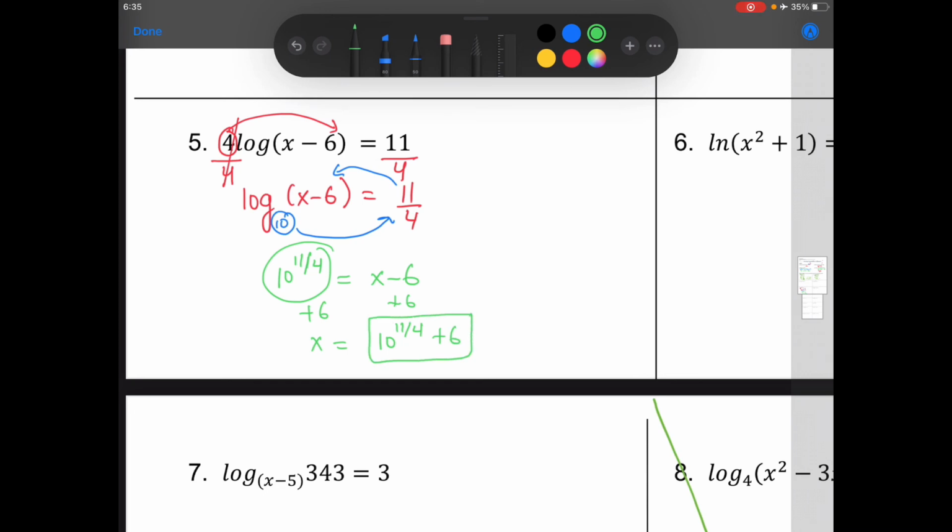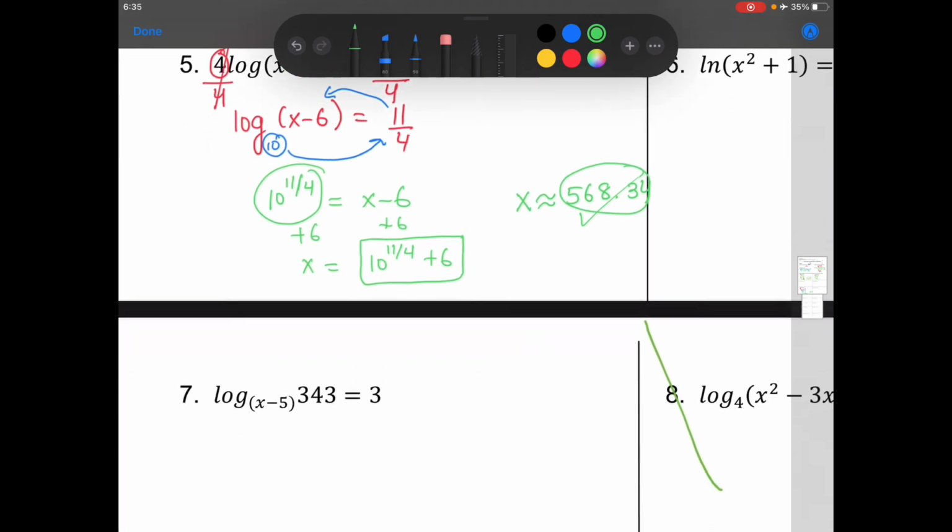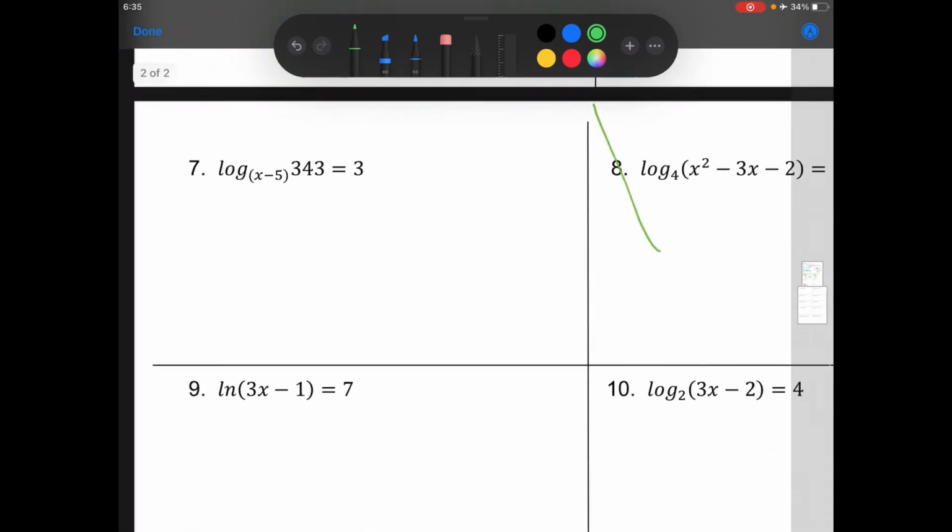Now put this whole thing in the calculator, and what do we get? We get x is approximately 568.34. Put this in to check whether it's a solution. Any number greater than 6 will make it positive. So this is true. So this is a good solution.